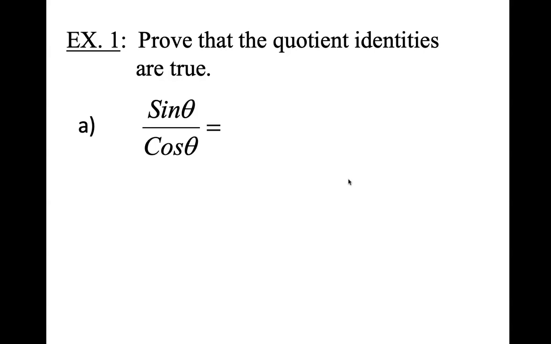So, how do I know that they're true? How do I know these even work? So I'm going to start with the very first of the quotient identities I gave you. We said that sine over cosine equals tangent.